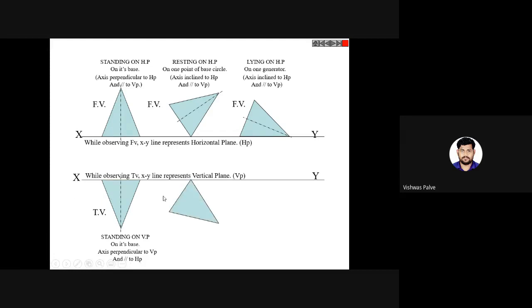Then when it is tilted with some angle, resting on VP on one of its points on the base circle, the axis is inclined to VP and parallel to HP. The third condition is lying on VP on one of its generators. Unless and until we solve a few problems, you will not understand the basic difference. So this is just a general condition. When we solve the numericals, at that time you will have a clear view of how the object is being seen. So there are various conditions given.